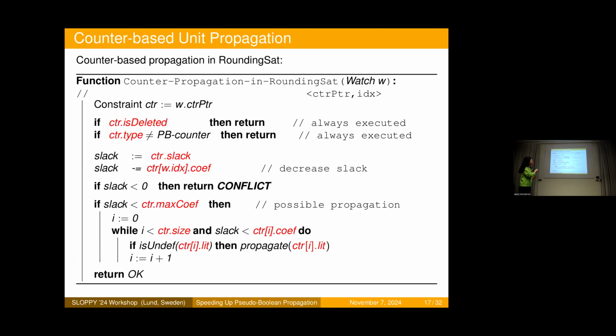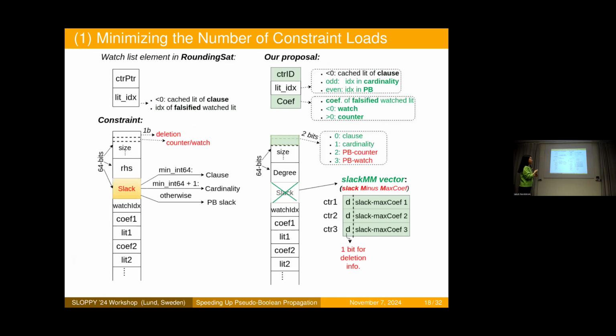So again, if we look at the implementation, for the information highlighted in red, we know that they are saved inside the constraint. So already from the first instruction, we need to load the constraint into memory. But our proposal is to move some information outside the constraint. For example, in the watchlist element, we could add the coefficient of the falsified literal and use the sign to indicate the propagation method. And also here we could know the constraint type.